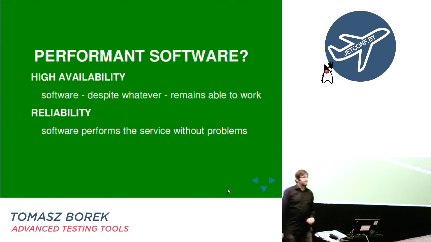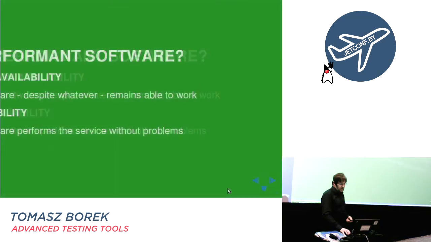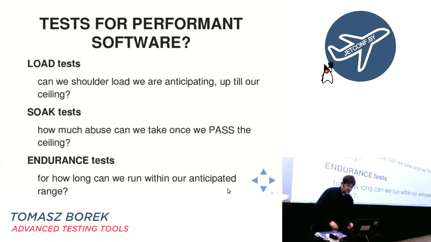Performance of software. So high availability, the ability of our software to still be of service for our users despite whatever trouble is brewing. And reliability, which means not only is our software available, it also performs whatever service it is supposed to perform. Now with that in mind, there are 3 types of tests: load tests, soak tests, and endurance tests.